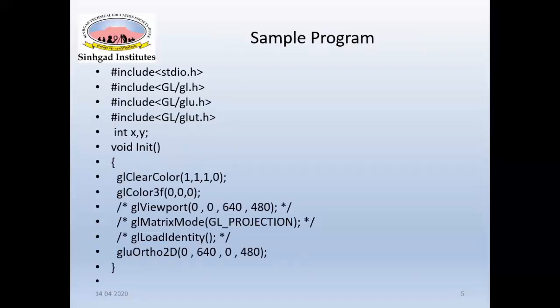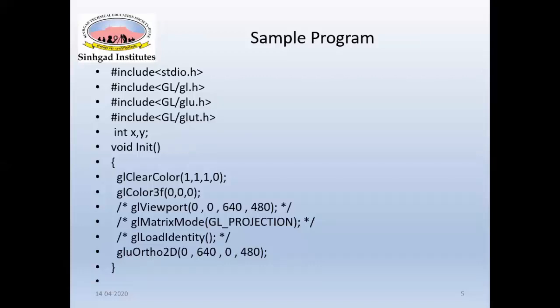This is the sample program of OpenGL. We are required to include in the C program some of the graphics libraries. The first graphics library is GL, that stands for graphics library. Second, GLU, that is graphics library utility. And next, GLUT, that is graphics library utility toolkit. And as this is our C program, we have to include stdio.h also.